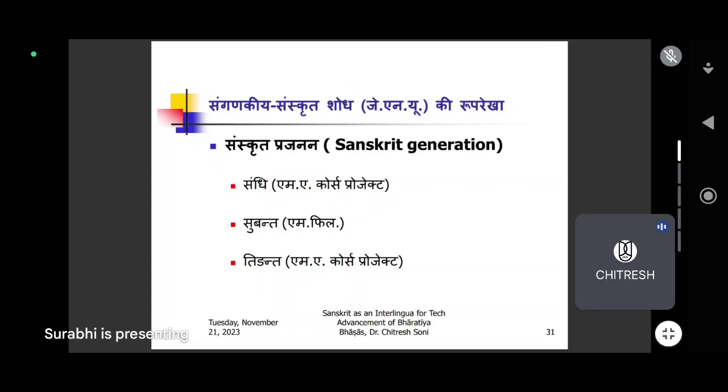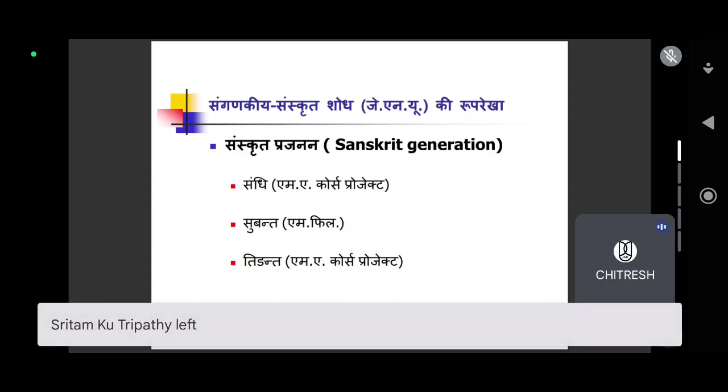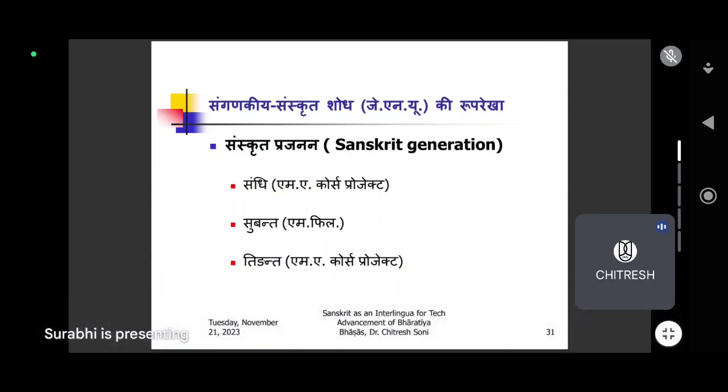Then Sanskrit generation, Sandhi generation. You give two words to the system, just like him and alay, and it gives you the compound word Himalaya, with all the sandhis and subtleties. Okay, it is not a 100% perfect system for sandhi, subant and tingant, but still it gives us comprehensible results. So this is an example of Sanskrit generation work done at our center. Next please.